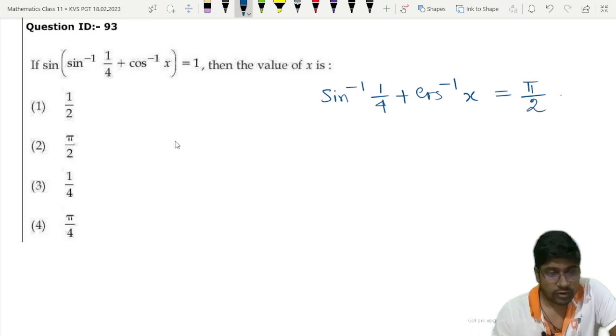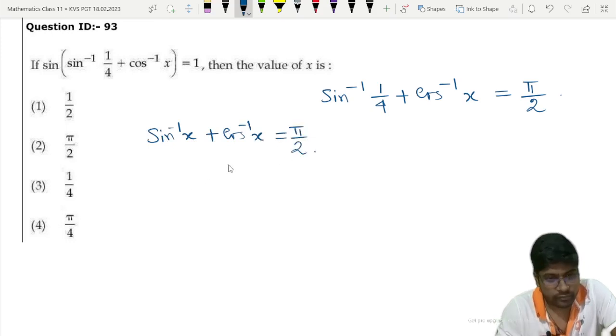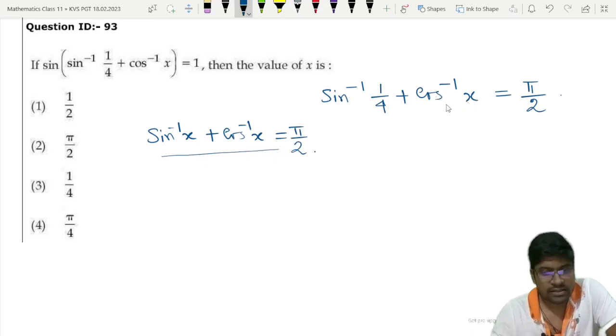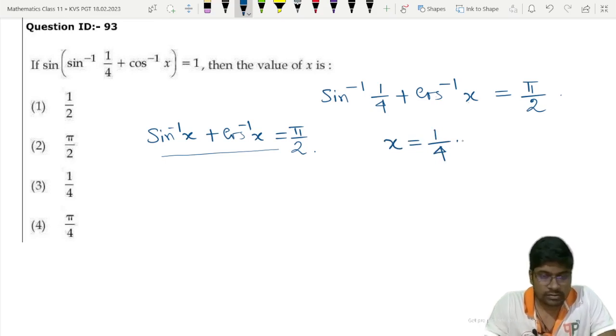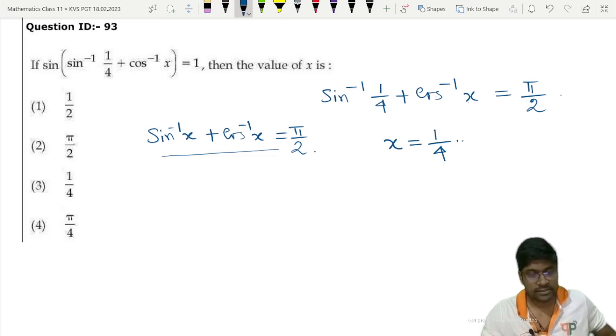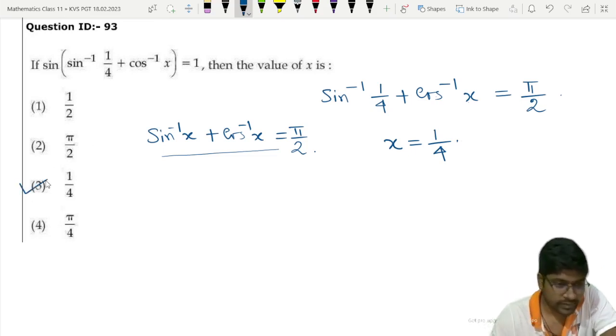Now again, for inverse trigonometric functions, one formula we know, that sine inverse x plus cos inverse x is equal to pi by 2. Now how will this formula help us to find x here? So x must be 1 by 4. That is the problem, and this is the solution of that problem. x is equal to 1 by 4. So option 3 is the correct answer for this question.